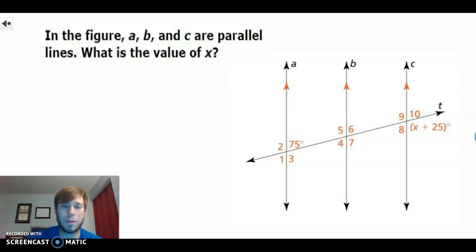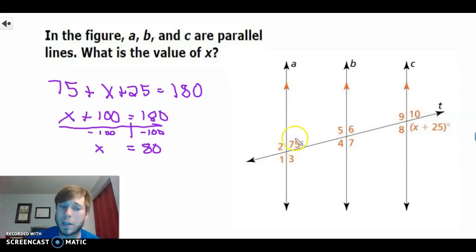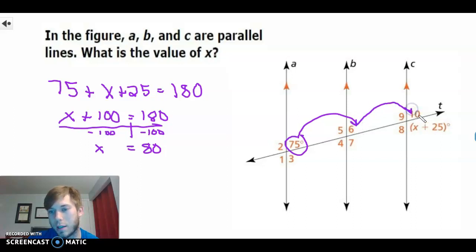All right, in the figure, lines A, B, and C are parallel. What is the value for x? Okay, notice you have x plus 25 as degrees here. So go ahead, see if you can figure out what the value of x is going to be. So for this one, you would have to identify that the 75 degrees and x plus 25 degrees are supplementary angles. The way you can do that is 75 is a corresponding angle with 6, which is corresponding to angle 10. And those would be supplementary. So you can set up your equation as 75 plus x plus 25 equals 180, and then solve that to get x equals 80.